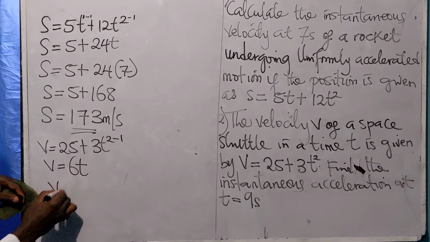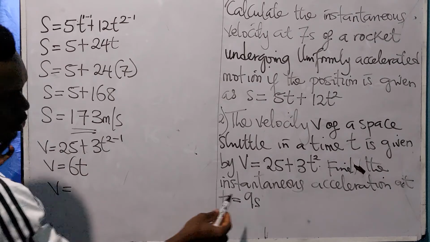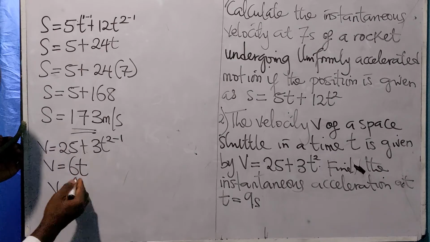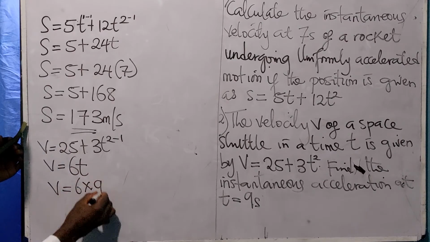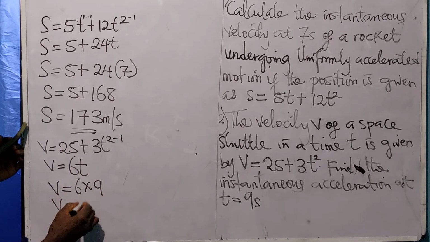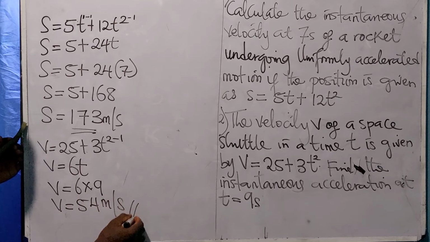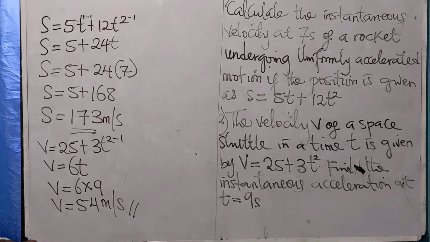You now have 3 raised to the power 1, which is what? 6t. V equals, the t given was what? 9. Which means that wherever you see t, you put what? 9. Which means that 6 times 9 equals v equals what? 54 meter per second. Alright? So please, that is what we have as the answer.